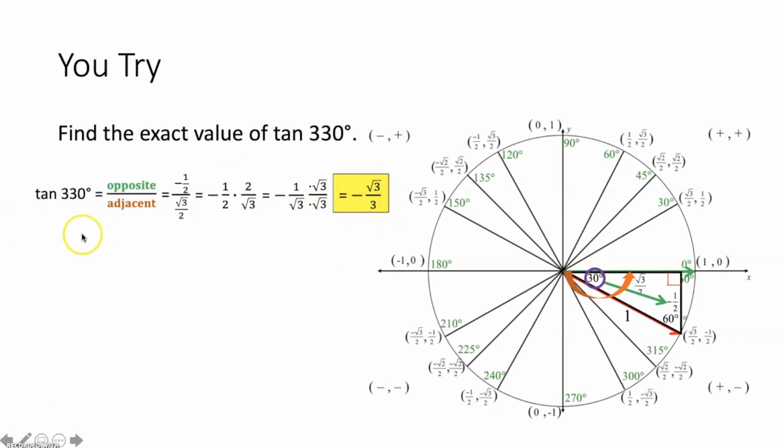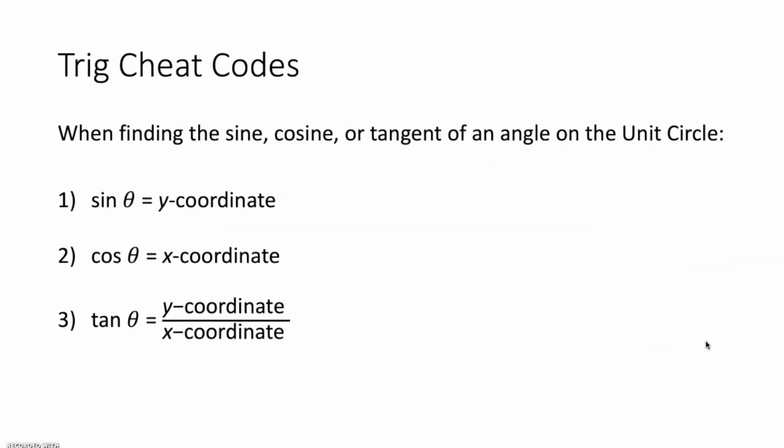Now let's check our cheat code, make sure that checked out. Remember, the cheat code for tangent is just the y-coordinate over the x-coordinate because it's sine over cosine. So the point located on the unit circle at 330 degrees, the y-coordinate over the x-coordinate, is that what we get? Yes, that's exactly what we just did. So that would be the cheat code for tangent. Now, the cheat codes, let's make it official.